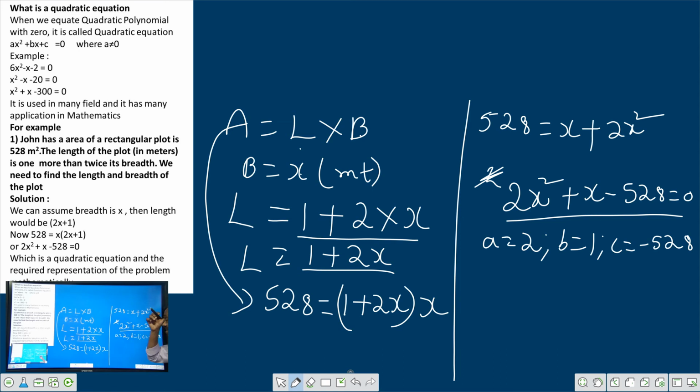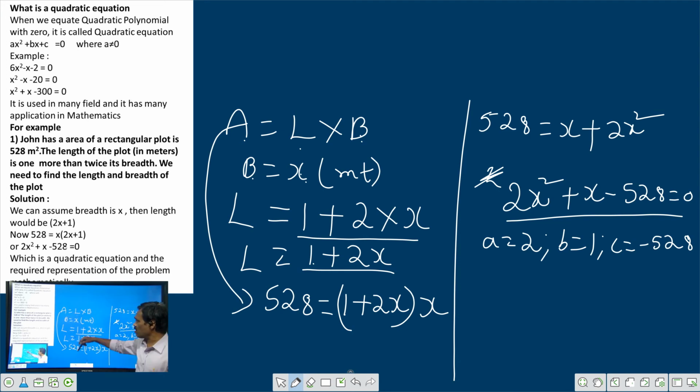Okay? That's what we are interested in. Actually, we can make out the values, but our intention is to find the quadratic equation 2x square plus x minus 528. How did we get it? Area is equal to length into breadth. Breadth I am assuming as x. According to the problem, length is 1 more than twice its breadth. So 1 is 1, more means plus, twice means 2 into breadth. Breadth is x, so length has become 1 plus 2x.